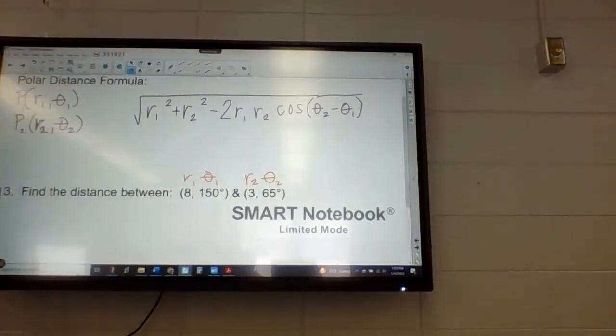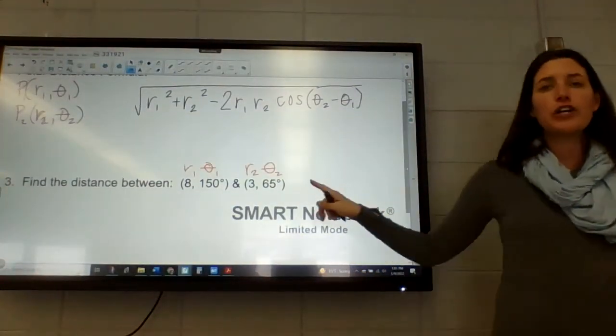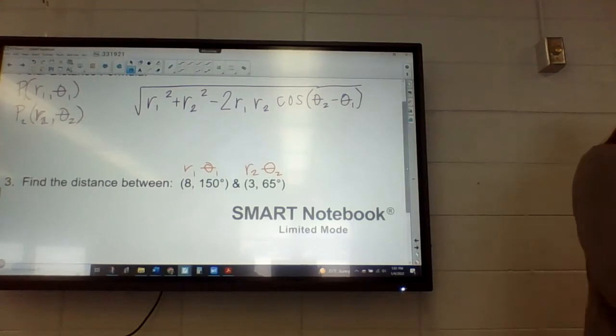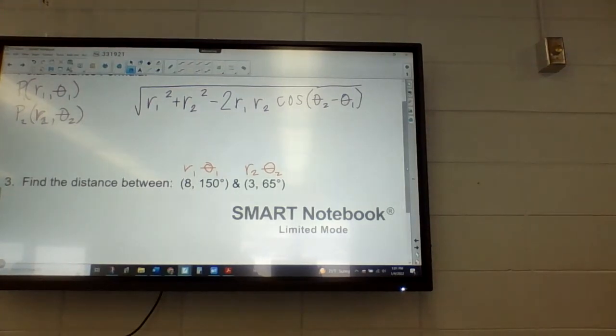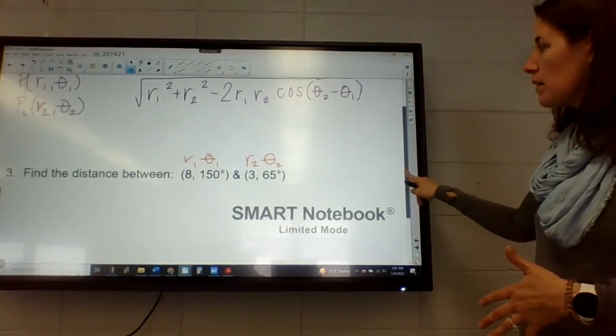We'll try putting all this in. Now, if we're using degrees, your calculator should be in degree mode. If we're using radians, your calculator should be in radian mode. Right now we're in degrees, so you should be in degree mode.